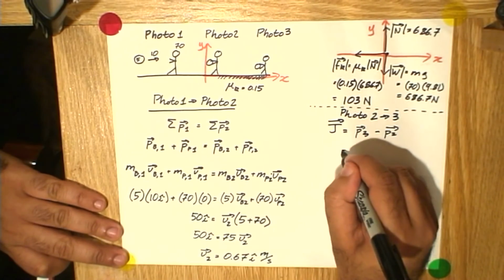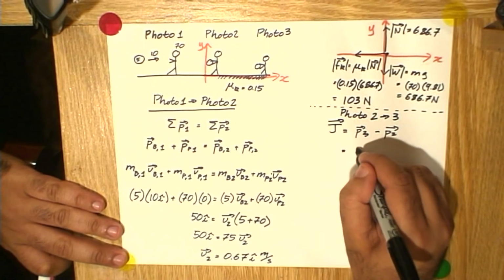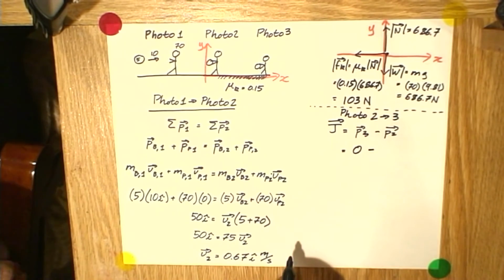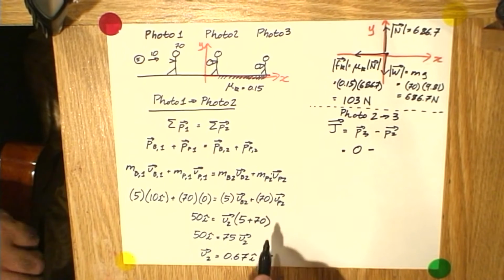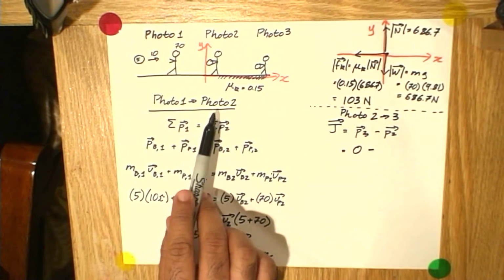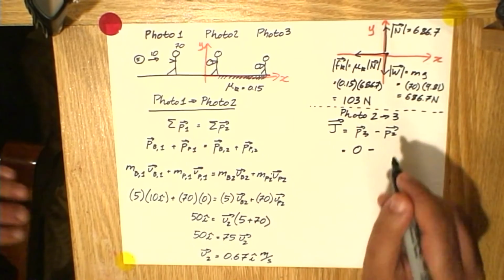So, the momentum in photo 3, this person is not moving in photo 3, so the momentum would be 0. Minus, what is the momentum in photo 2? Well, we know that their velocity in photo 2 was 0.67, and the total mass in photo 2 was 75. So, since momentum was conserved between photo 1 and photo 2, you could just easily figure out that the momentum in photo 2 must have also been 50 I hat.